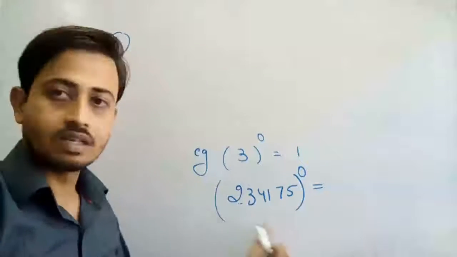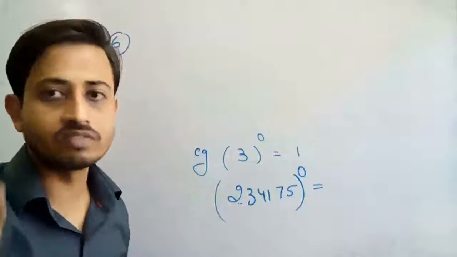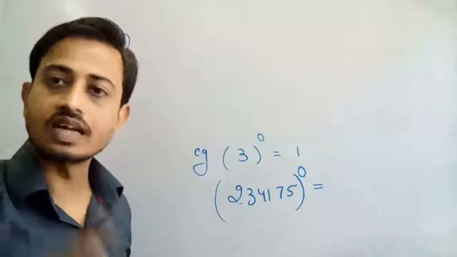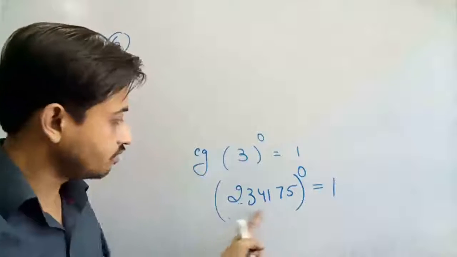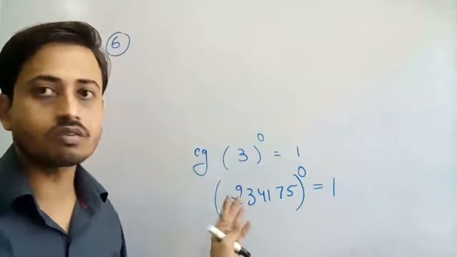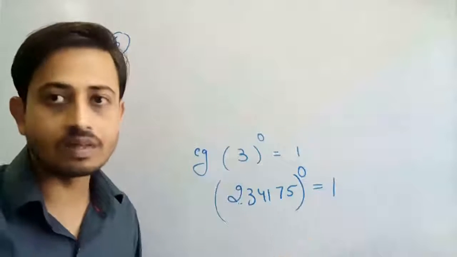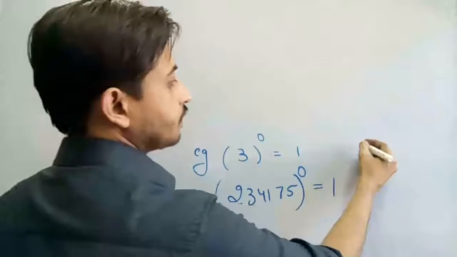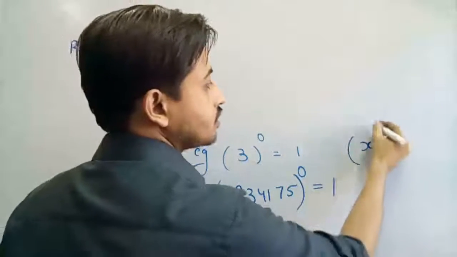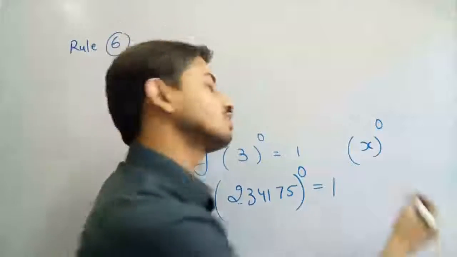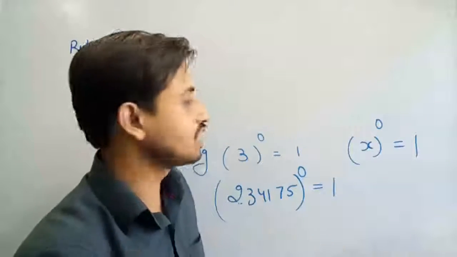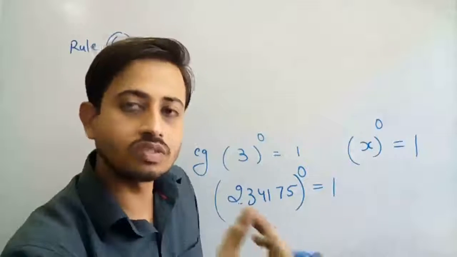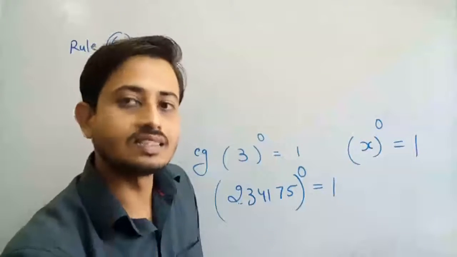In this again, the exponent is whatever. If the power is 0, the answer will always be 1. Here we have a number, but do not be confused, in this we may have a variable like xyz. For example, if I have x raised to the power 0, the answer is again 1. In this the power is 0. You do not have to worry about the exponent, because if the power is 0, the answer is 1.